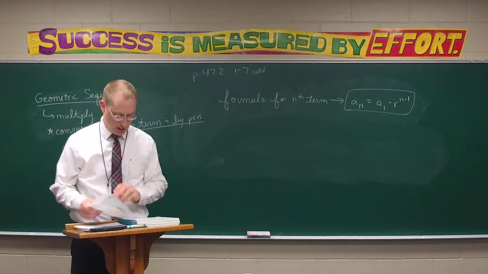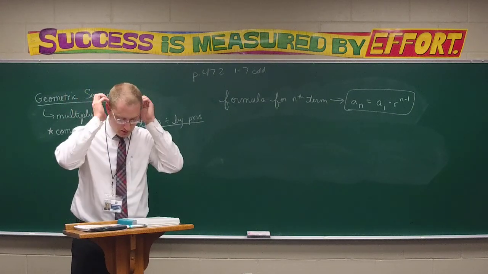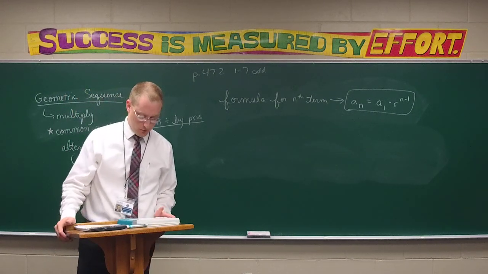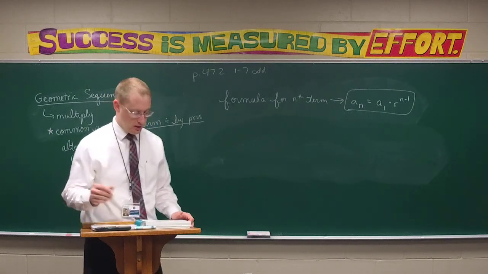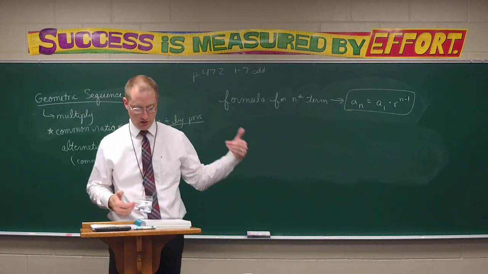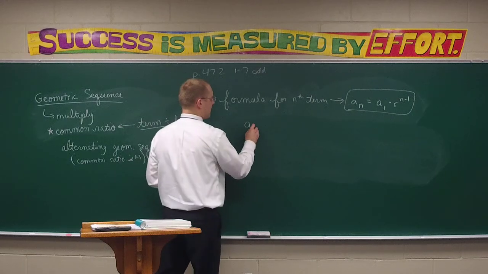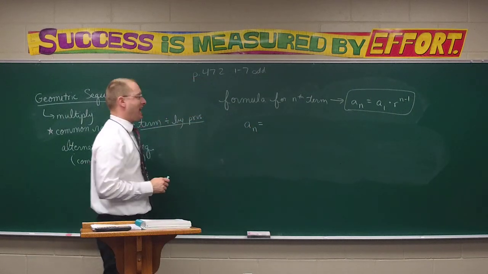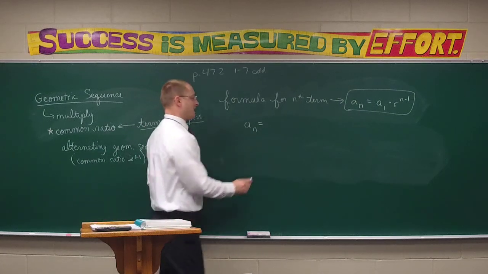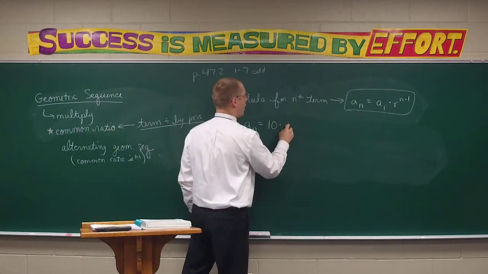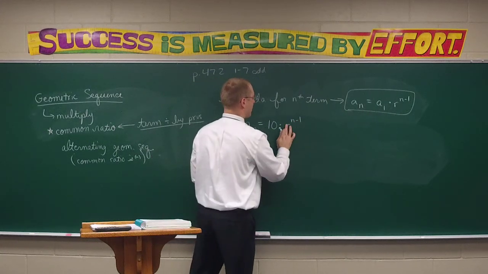Look back at page 470. Look at example 10.4d. It says, find the formula for the nth term in the following sequence: 10, 30, 90, 270, 810, 2,430. We just want the formula for the nth term. So a sub n equals, well, what is a sub 1 in the first example problem, class? 10. So 10 is my a sub 1 times r to the, well, since I don't know what the n is, I just say n minus 1 power, but what is the r?